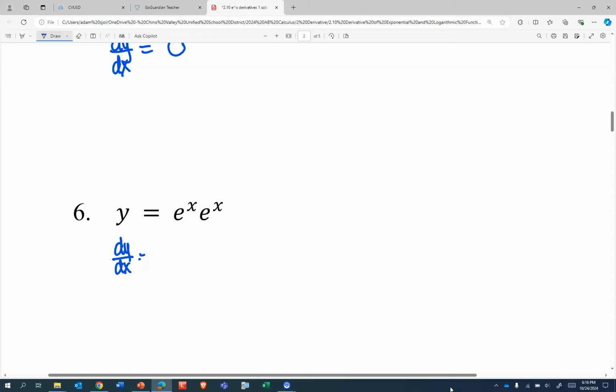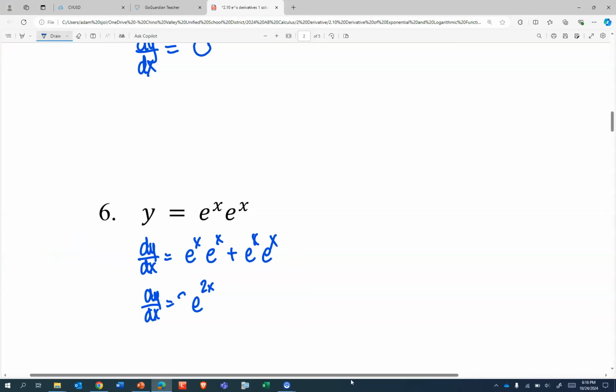So dy dx as written is the first function times the derivative of the second plus the second function times the derivative of the first. And so dy dx is e to the x plus x is e to the 2x, and there are 2 of them, so we'll double it. We could have also written this as e to the 2x. And in that case, we can just use chain rule, and e to the 2x has a derivative of e to that same power, 2x, which has a rate of change of 2. Good times either way.